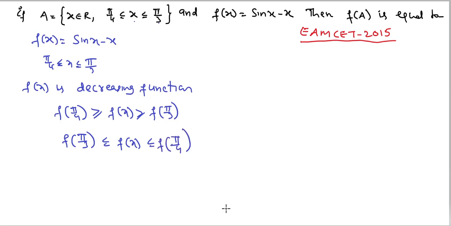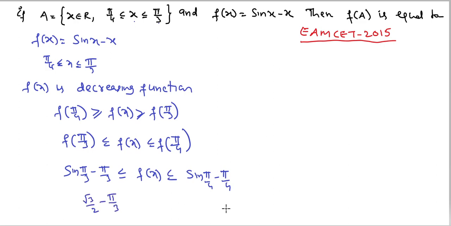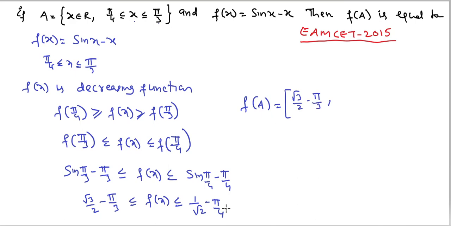f(π/3) = sin(π/3) − π/3, which is less than or equal to f(x), less than or equal to f(π/4), that is sin(π/4) − π/4. Sin 60° is √3/2, so √3/2 − π/3 ≤ f(x) ≤ sin(π/4) = 1/√2 − π/4. Therefore the range of f is the closed interval [√3/2 − π/3, 1/√2 − π/4].